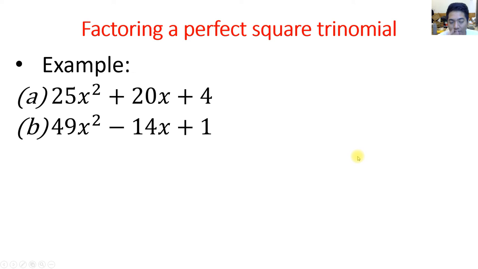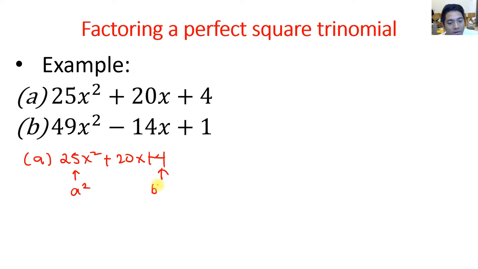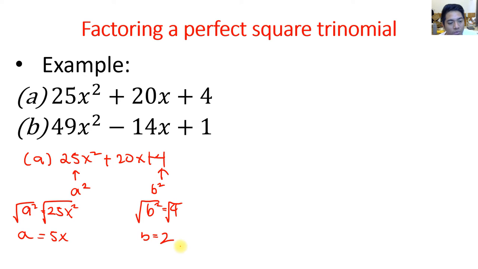Given this example, you have 25x squared plus 20x plus 4. The very first thing you're going to do is confirm if the first term and the last term, the constant, are perfect squares. So, let's say a squared equals 25x squared, and b squared equals 4. They are both perfect squares, so if I take the square root of both sides, you have a equals 5x, and b equals 2.